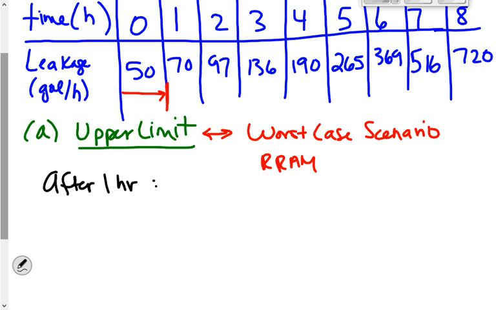So after 1 hour, if I'm taking my RRAM, so that I'm using the value that the leakage has on the right-hand side of the interval, how much oil have I lost after 1 hour? No, because I'm going from 0 to 1. It's kind of like, here I'm starting my clock. At the end of 1 hour, 70.